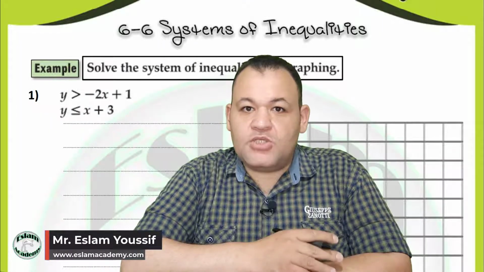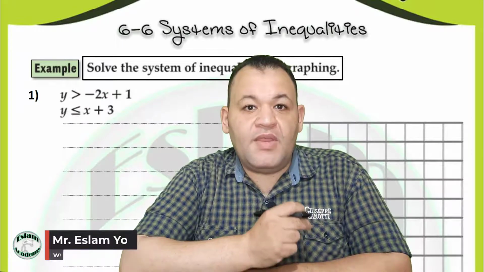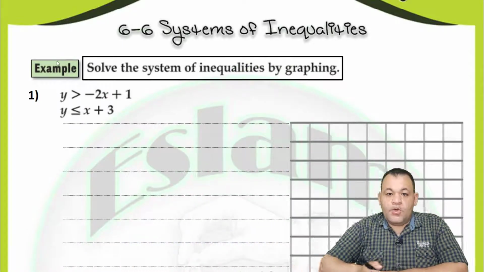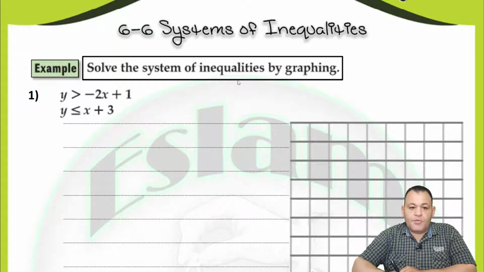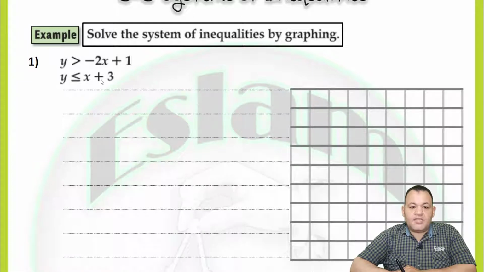Our lesson today is about solving a system of inequalities. Solving a system of inequalities means finding the common shaded region. So in question number 1, solve the system of inequalities by graphing: y is greater than negative 2x plus 1 and y is less than or equal to x plus 3.